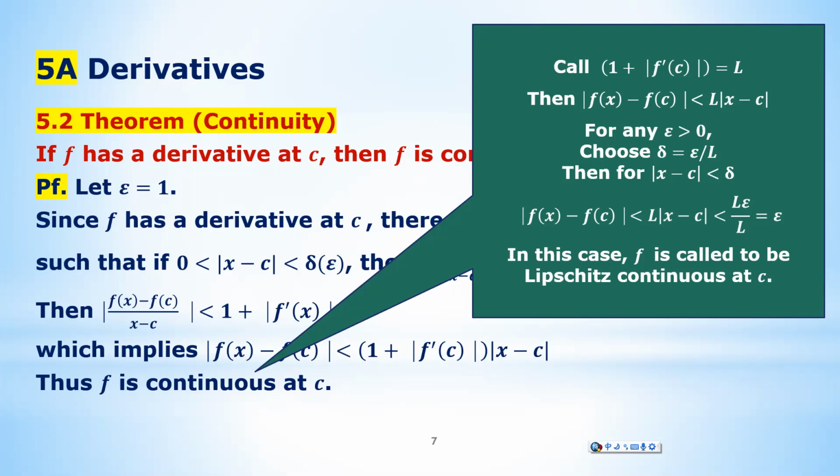Now this kind of continuity can be considered as the strongest continuity. It's called Lipschitz continuity. I mentioned this in chapter 4. Okay. So that's the first theorem. This first theorem tells us that in order for a function to be differentiable at a certain point, the function needs to be at least continuous at this point. Okay.